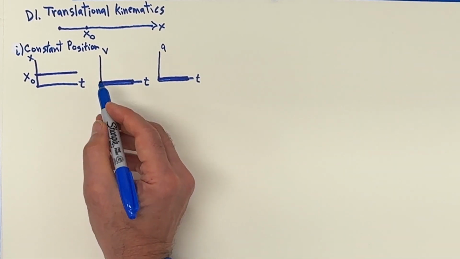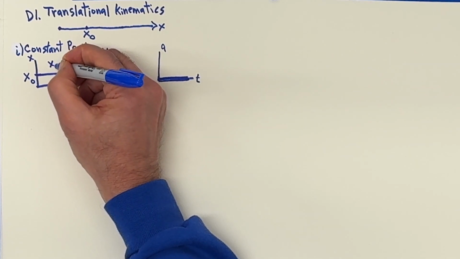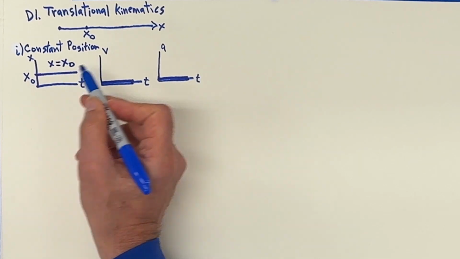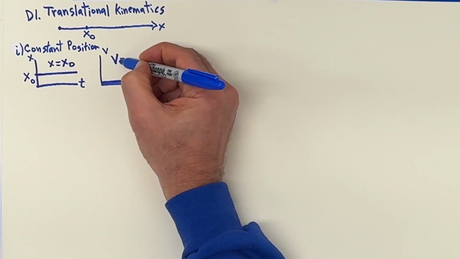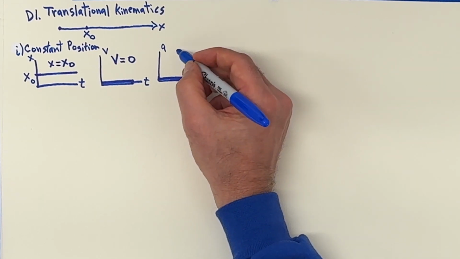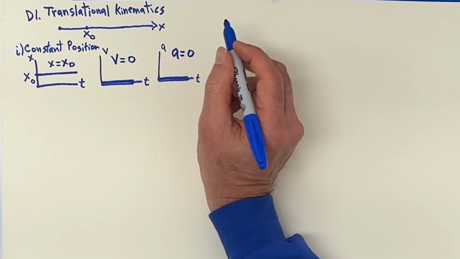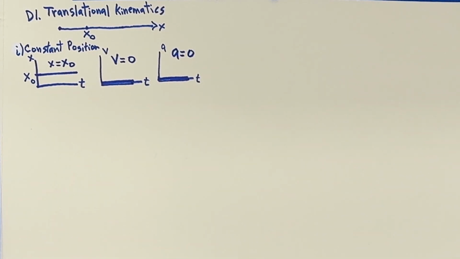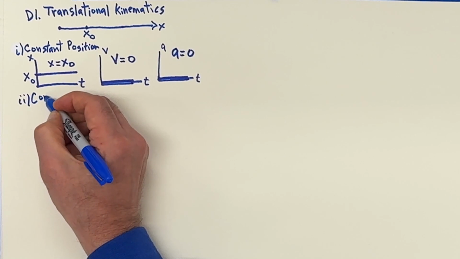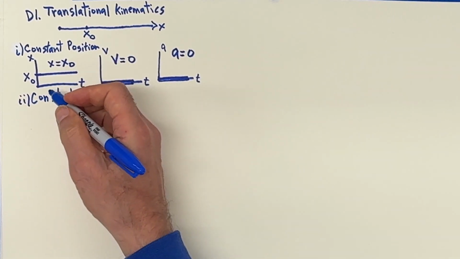Now there's equations that go with these graphs. We could say here x equals x naught. That's the equation. We could say here v equals 0. That's the equation. And we can say here a is equal to 0. There's no acceleration. And the next case we're going to consider is constant velocity.